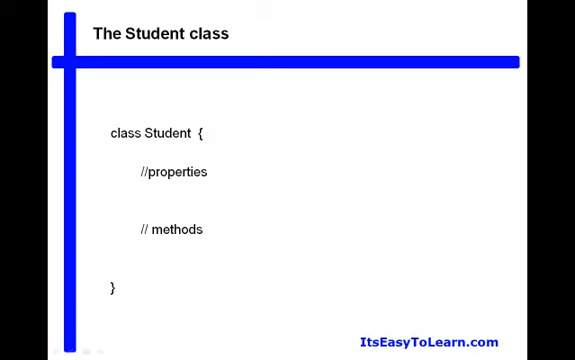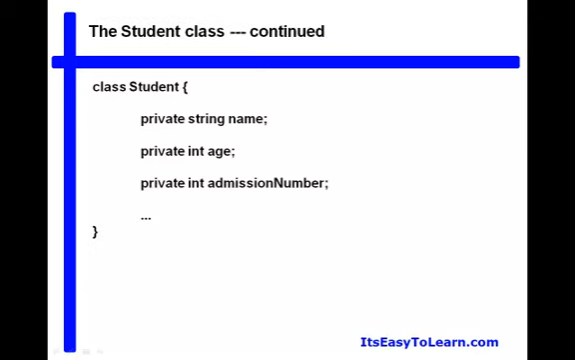To explain this further, a student would have a name, they would have a particular age, and they would have an admission number, right? So the name, age and admission number are attributes of the student. Every student would have a name, every student would have an age, and every student would have an admission number. So the name, age and admission number denote the attributes of this entity called student.